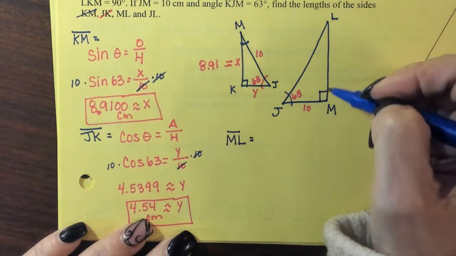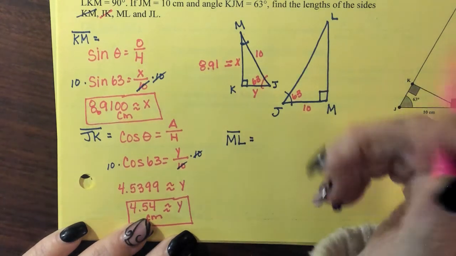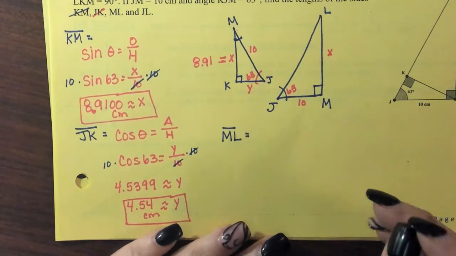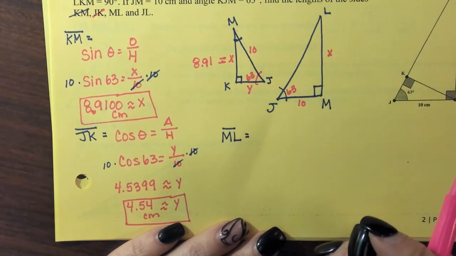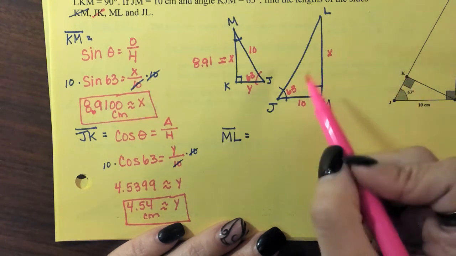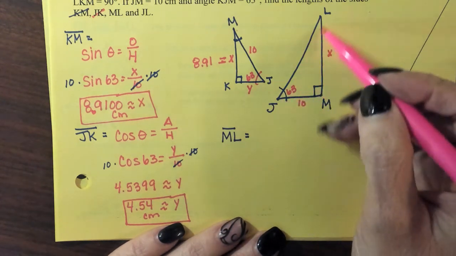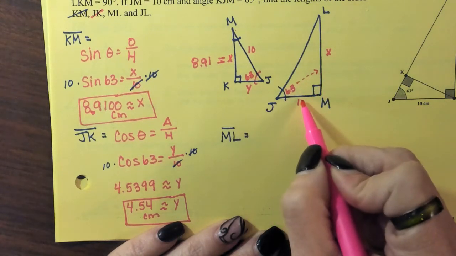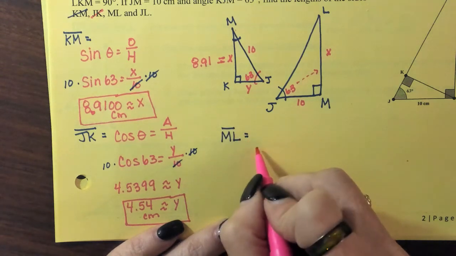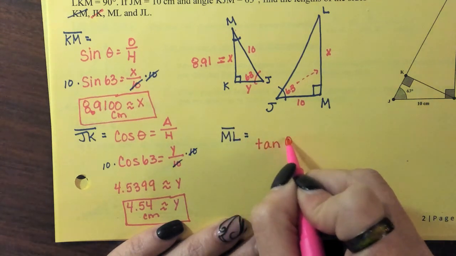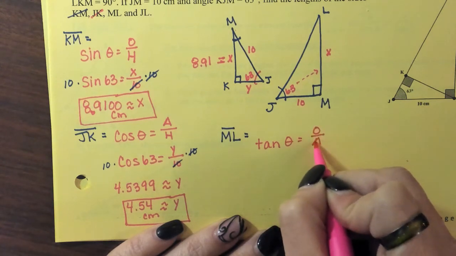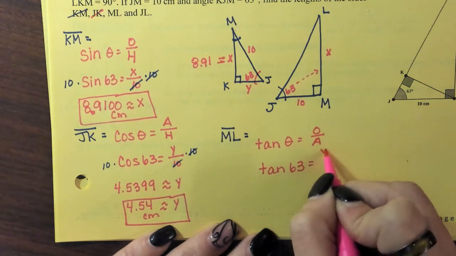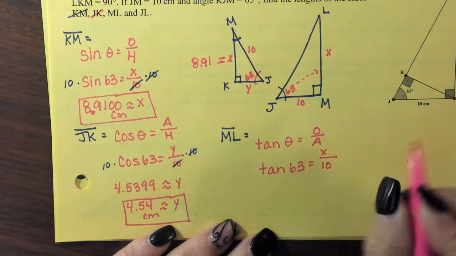So ML is this side over here. So I'm going to call that X. Well, let's see if you can set that up. All right. This one, that's not the hypotenuse. This is the opposite side. And this is the adjacent. So for ML, I'm going to use tangent of theta is opposite over adjacent. So tangent of 63 is the opposite over the adjacent.